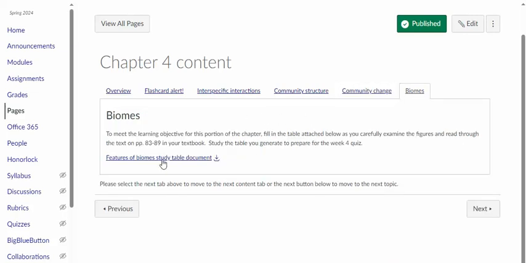For biomes, we have another one of those study tables that lists the biomes, and I'm asking you to go through and write down the characteristics of the various biomes. So these are all tools to help you get to know the content of chapter 4.